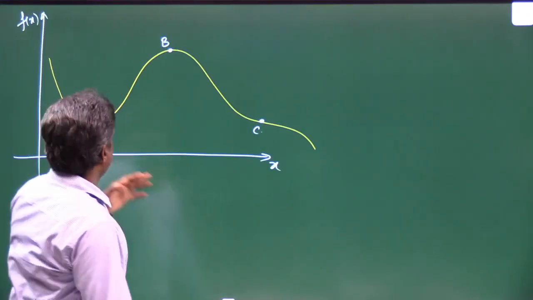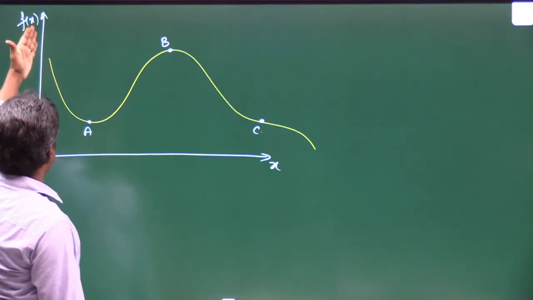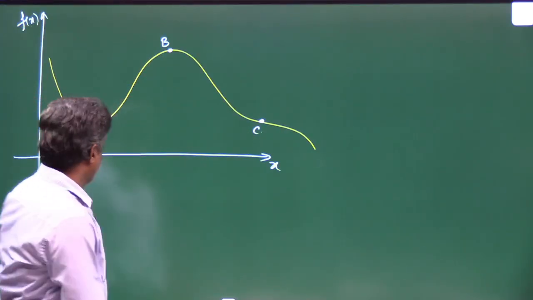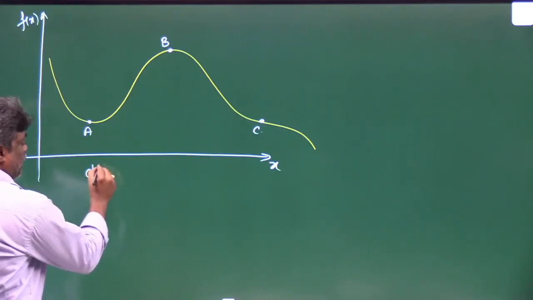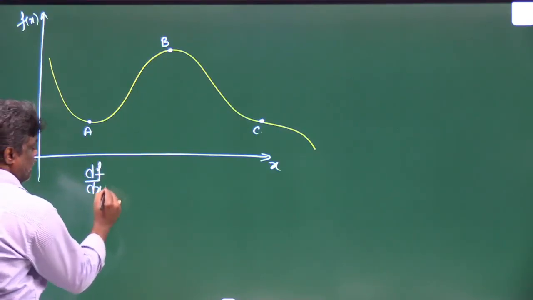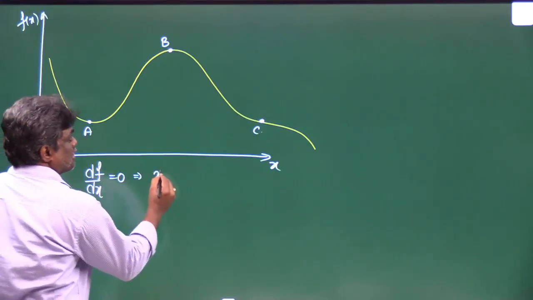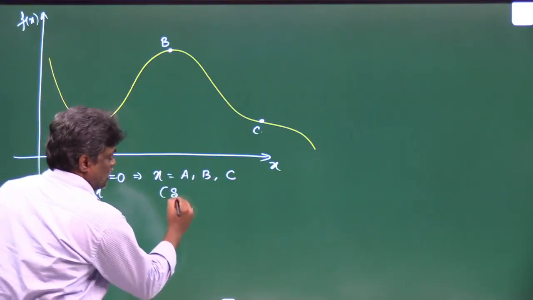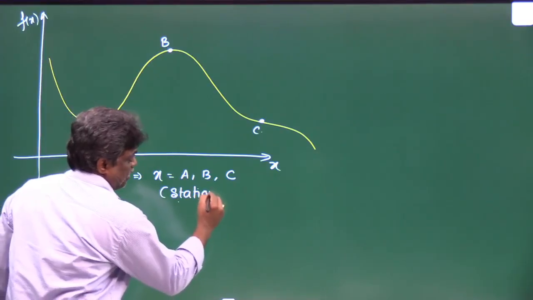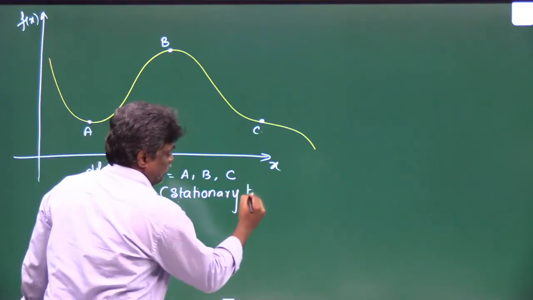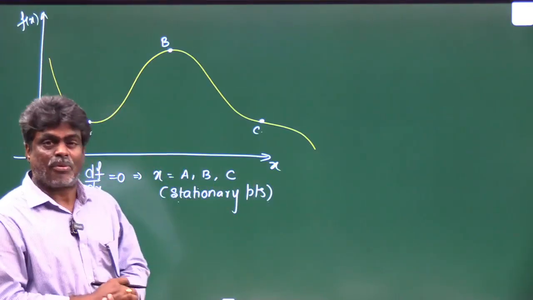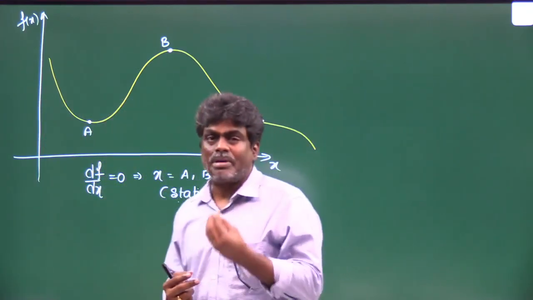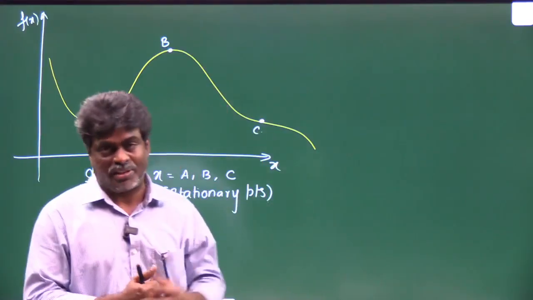Ready. Now let us take one function, an arbitrary function which varies with respect to x. Here we have the first derivative df by dx equal to 0, and I got some x values, let us say a, b, c, and these points are called stationary points. Let us discuss more clearly the properties of these stationary points. Earlier we discussed that three types exist: a minimum, a maximum, and a point of inflection.